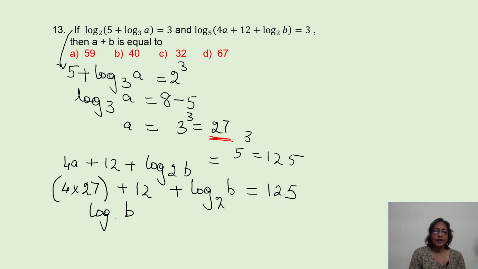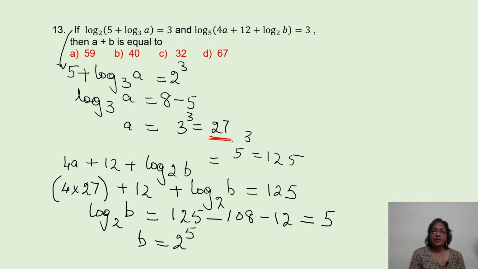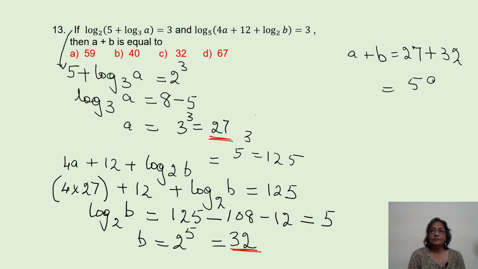Log of b to the base 2 is equal to 125 minus 4 into 27 is 108 minus 12, and this comes out to be 120, so this will be 5. Last step, convert the log to an index number again. So b will be 2 raised to 5. So now we have the values of a and b. We have got a as 27 and b as 32. So we can get a plus b. That will be 27 plus 32, which is nothing but 59.